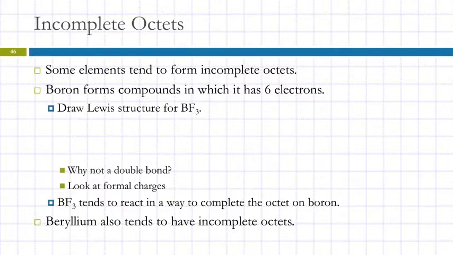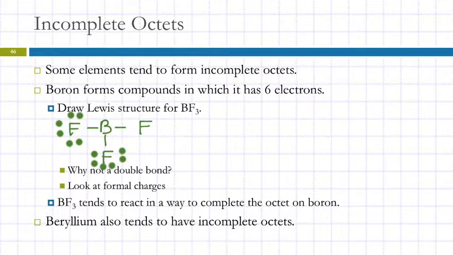So an example of this is BF3. So that's your third best friend. BF3. Fluorine's more electronegative. It's going to be in the terminal positions. We've got 3 times 7, 21, plus 3, 24 electrons. So we've got 2, 4, 6, 8, 10, 12, 14, 16, 18, 20, 22, 24. There's our 24 electrons. The fluorines have octets, but boron doesn't. Boron's a little guy. He's sometimes happy with that.